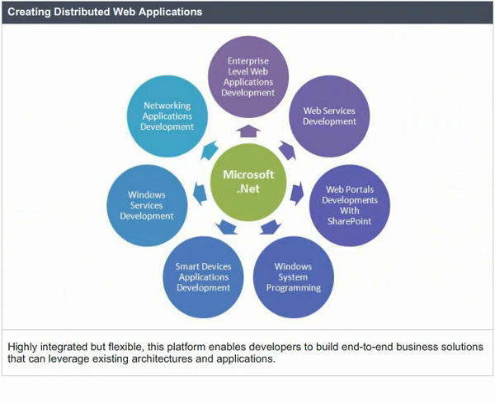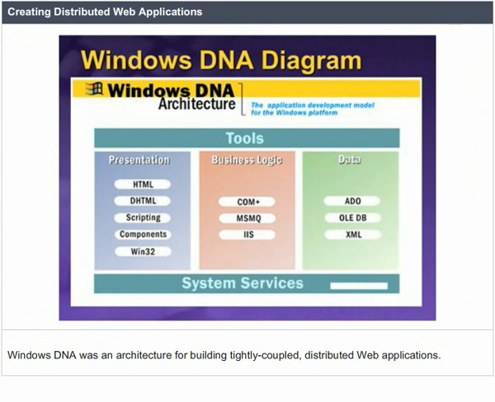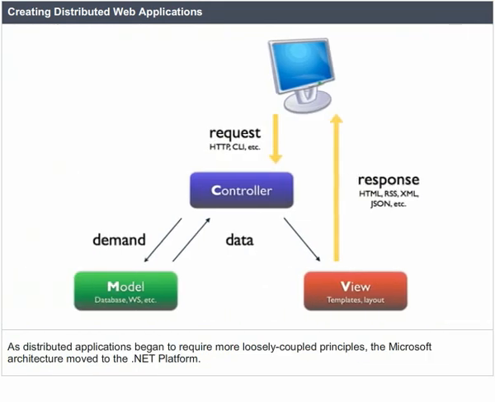Highly integrated but flexible, this platform enables developers to build end-to-end business solutions that can leverage existing architectures and applications. Windows DNA was an architecture linked to tightly coupled distributed web applications. As distributed applications began to require more loosely coupled principles, the Microsoft architecture moved to the .NET platform.